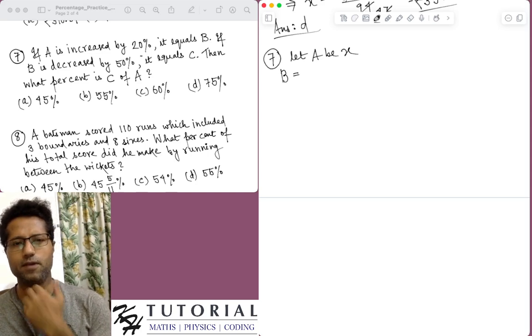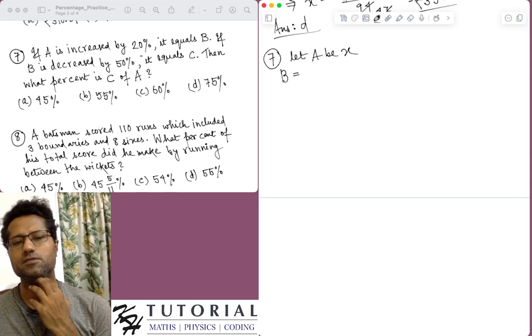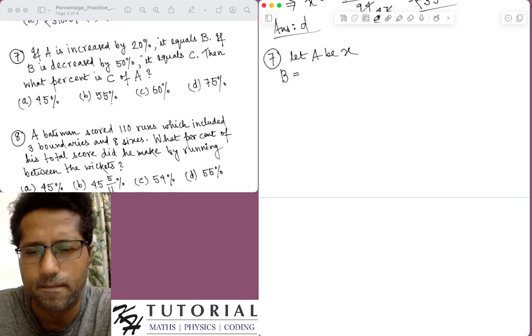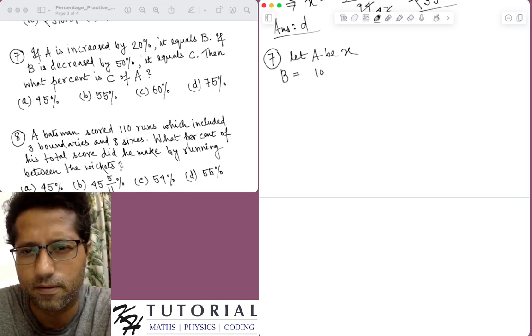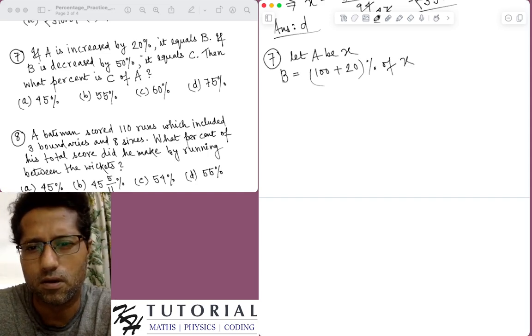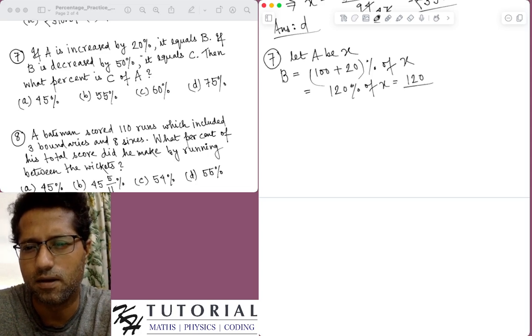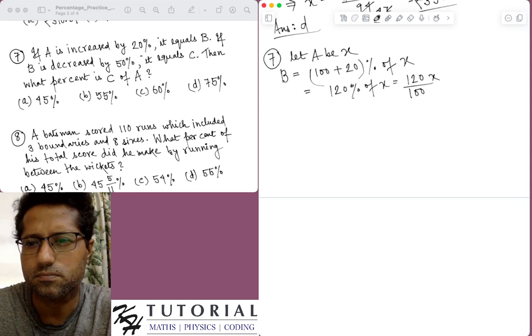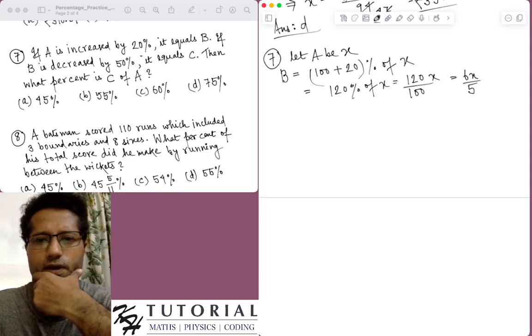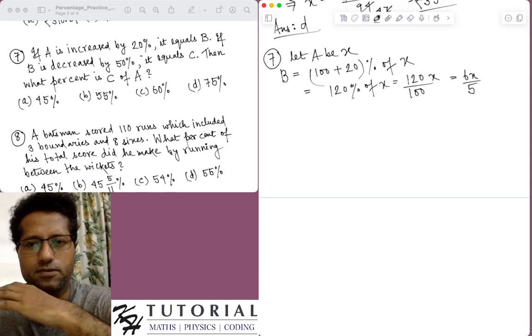So, if A is increased by 20%, it becomes equal to B. This means I can say that B is 20% more than A, which means that B is equal to 100 plus 20% of A, that is X. We have assumed A to be X. Now, this is equal to 120% of X. This is 120 by 100 into X. After simplification, this becomes 6x by 5. So B is 6x by 5, where X is A.